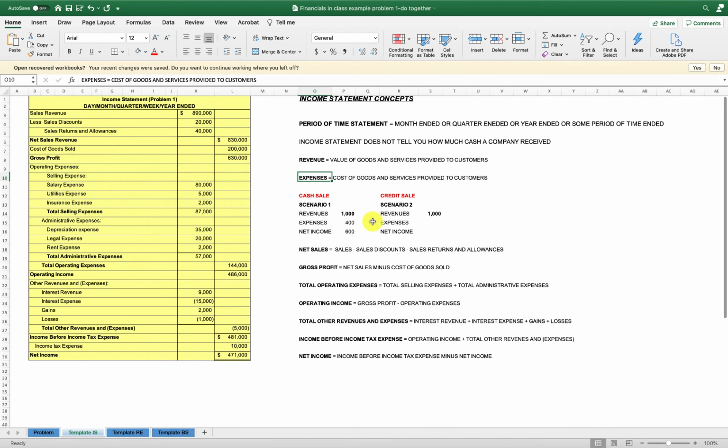So let's illustrate this by looking at two scenarios. Look at scenario one, right? So let's say I sell something for $1,000. I'll have revenues of 1,000, I'll have expenses of 400, and my net income will be 600, right? That makes sense to a lot of people. So if I sell you something and you pay me in cash, so this is a cash sale, okay? I'm going to have revenues of 1,000, expenses of 400, and net income of 600. So 1,000 minus 400 is 600.